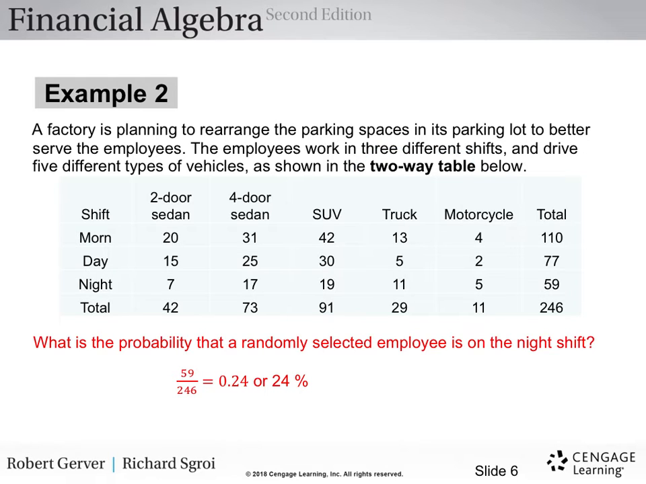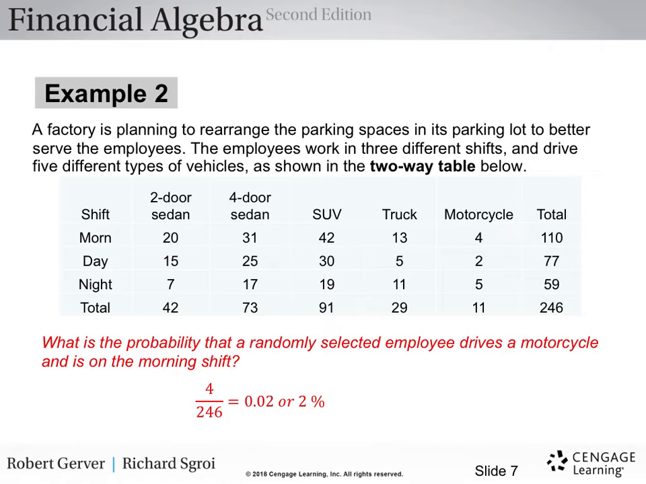So the first question is, what is the probability that a randomly selected employee is on the night shift? So how many employees are on the night shift? 59. And what's the total number of employees we've got? 246. So if I pick one of those employees, what's the likelihood that he's going to be on the night shift? Simply 59 divided by 246, which is 0.24 or 24%. That's the likelihood that you will pick somebody on the night shift.